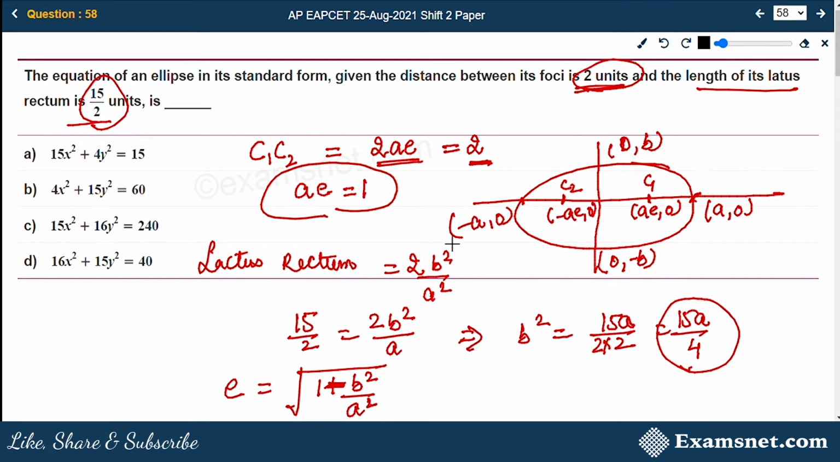So which is the correct option in this case? The correct option is 15x square plus 16y square is equal to 240. This is the required equation of the ellipse. Let's go to the next question.